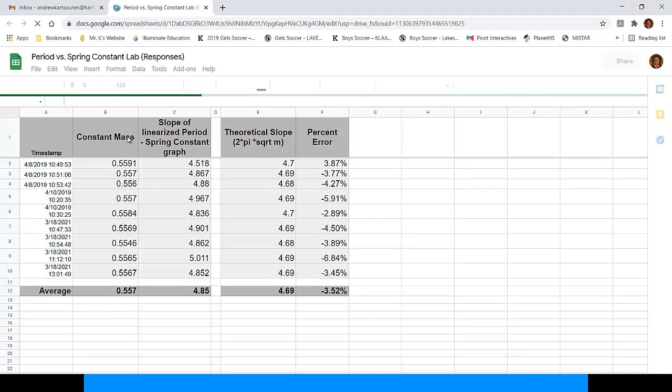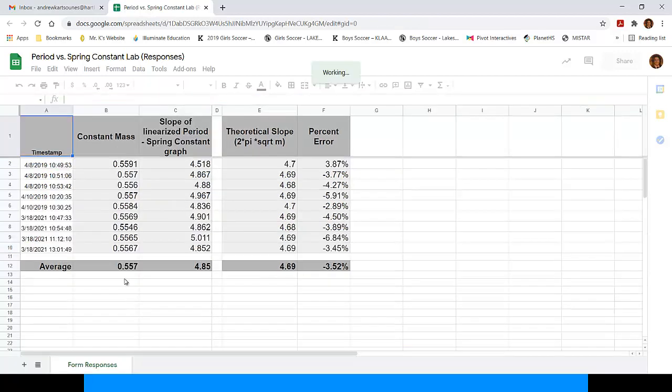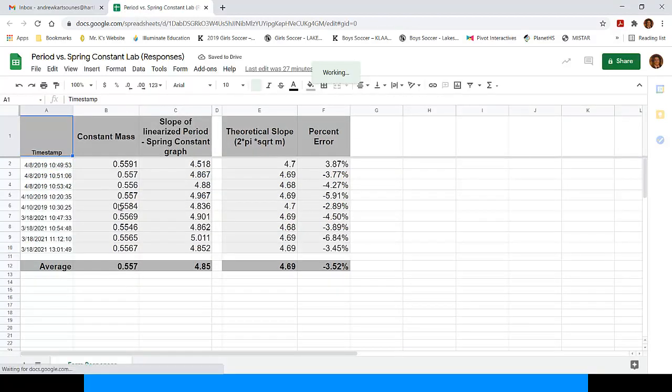Okay, here we go. So here are some constant masses, and you'll notice they average out to what I used in my theoretical, right? And then here's everybody's slopes. You'll notice that the slopes are fairly close to one another. We got a little bit of an outlier here, but still, all the slopes are in the same kind of ballpark. Okay, so we average a slope for the class of about 4.85.